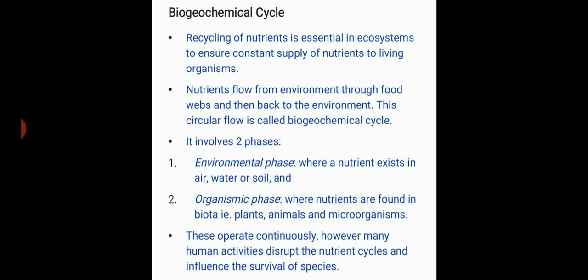These cycles involve two phases: environmental phase and organismic phase. Environmental phase is when a nutrient exists in air, water, soil, or sometimes in two or more of them simultaneously. Organismic phase is where nutrients are found in biota, that is within plants, animals and microorganisms.